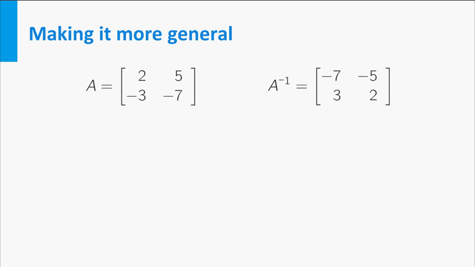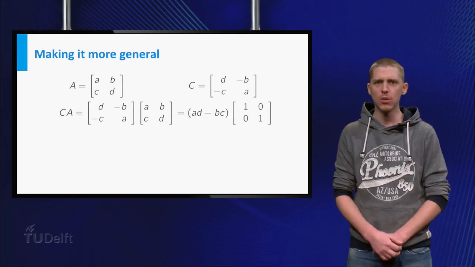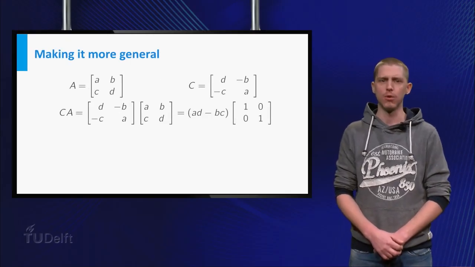Now take a close look at A and its inverse. You can see that the inverse contains almost the same numbers as A. On the diagonal, the 2 and the minus 7 have traded places, while all other numbers are multiplied by minus 1. Might this be the same for every 2 by 2 matrix? With A given by a, b, c, d, and C by d, minus b, minus c, a, we can do the multiplication of C and A and arrive at a diagonal matrix with a times d minus b times c on the diagonal. So we still do not know whether A is invertible.